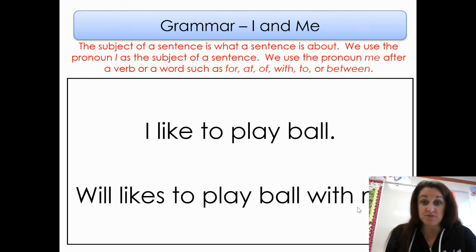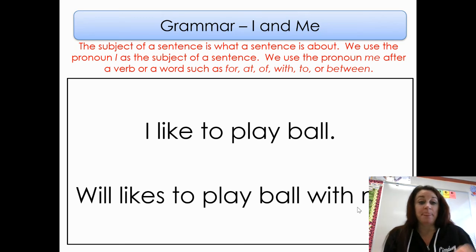So if we look at these 2 sentences that are in the box on the page, the top one says, "I like to play ball." So who is the sentence about? It's about I, or it's about me, but I'm using the word I. I like to play ball. The subject a lot of times also is what comes before the verb, okay? My verb in that sentence is like. Believe it or not, yes, play is also a verb. It's an action word. But my main action word in that sentence is like. My subject is still I.